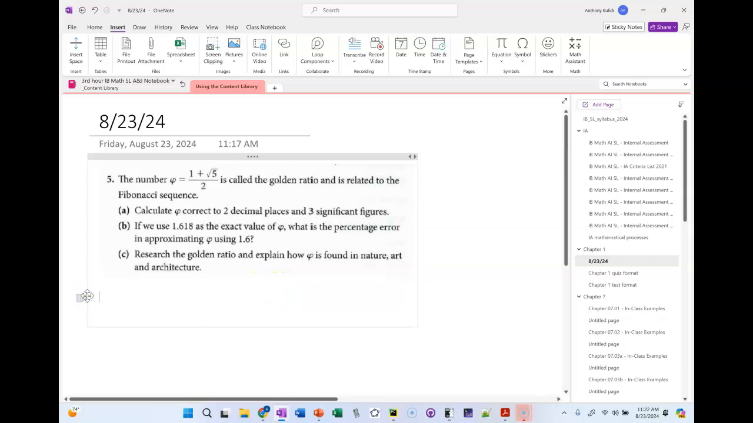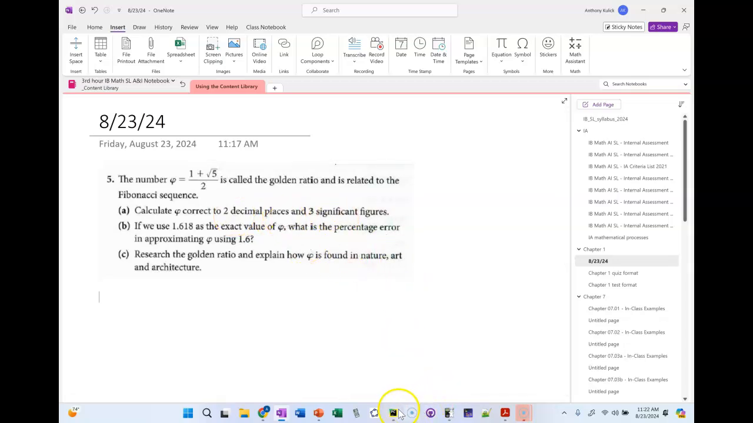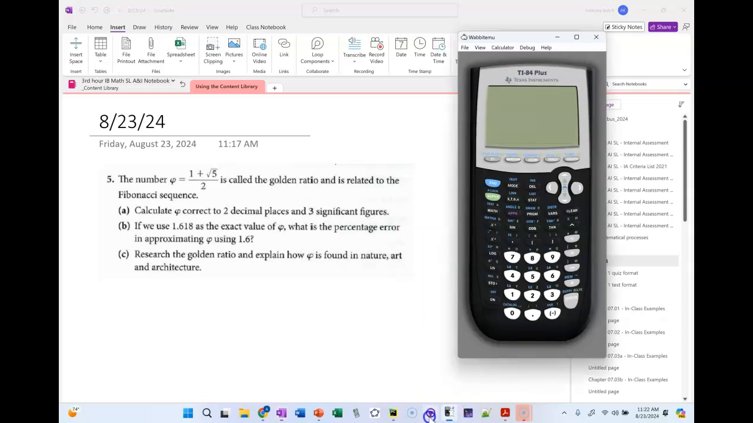Okay. So it says the number phi is equal to 1 plus root 5 all over 2. It's called the golden ratio and is related to the Fibonacci sequence. Great. Calculate phi correct to 2 decimal places and then 3 significant figures. Okay? So I'll fire up my calculator.